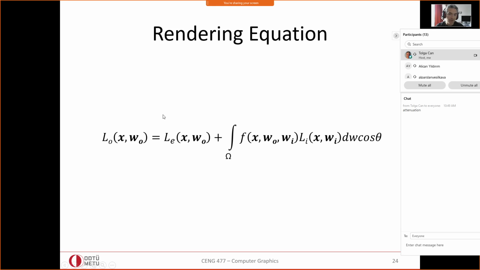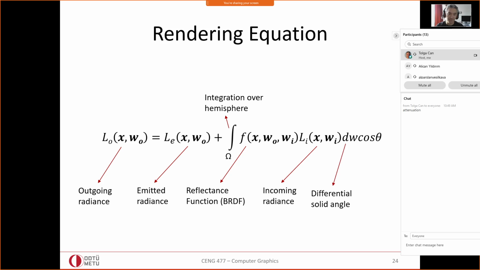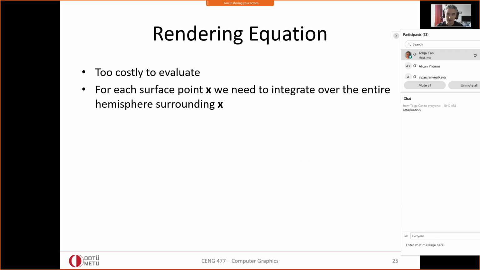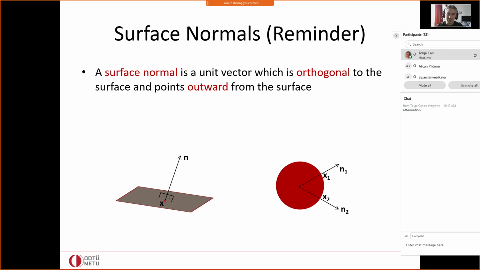The rendering equation is very complex, involving continuous integration over a surface. We will not be using this. Okay, so this is the emitted term, this is the reflectance function, the incoming radiance, integration over the hemisphere, and this is the differential solid angle. After describing all these things, we will just say that this is too costly to evaluate. For each surface point, we need to integrate against everything. So the simplification is: we will exclude all directions except the light sources, and add an ambient term to simulate what was excluded.